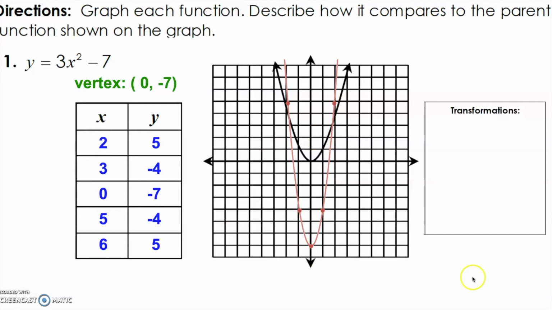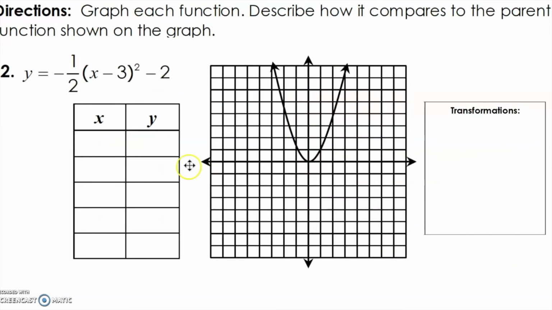So what are the transformations that happened? Well, when it gets skinnier, we have a technical name for that. It's called a vertical stretch. It's like I'm taking the ends of that parabola like a rubber band and stretching it vertically. And then we shifted down 7.